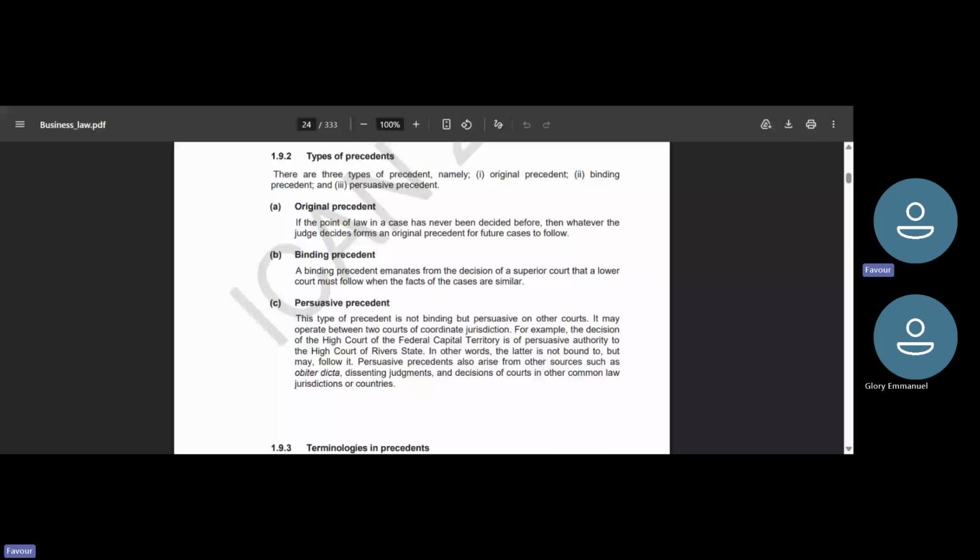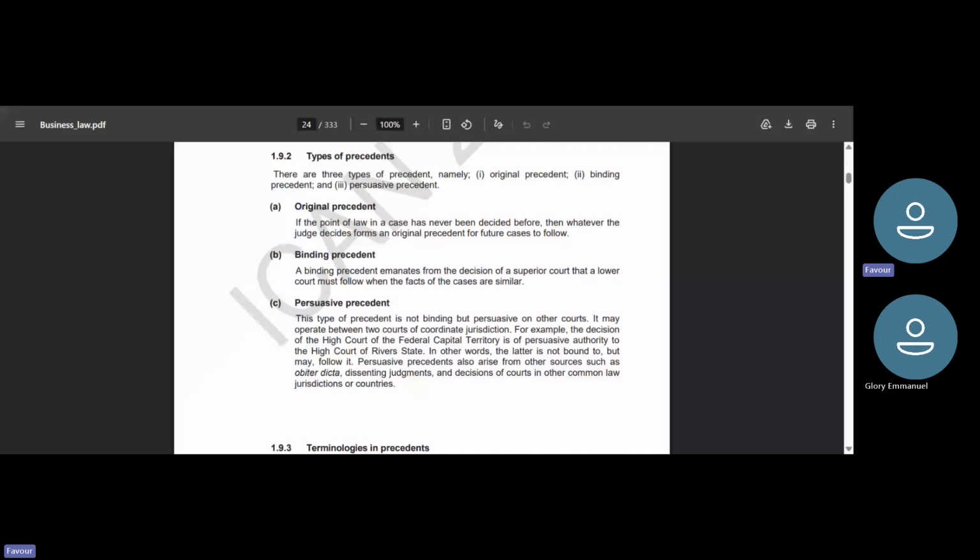Then they have the persuasive precedent. So this is not binding like the binding precedent, but it's persuasive. So it might be between two courts of coordinate jurisdictions. For example, the High Court of Abuja and the High Court of Rivers, or the High Court of Rivers and the High Court of Lagos. So there's a decision in the High Court of Lagos, and then the High Court of Abuja can be persuaded to apply the same, to use that case as a precedent.